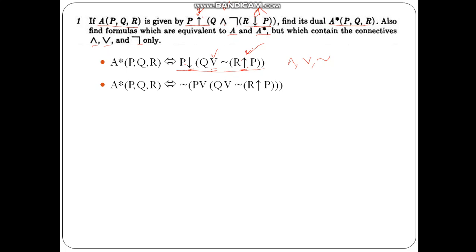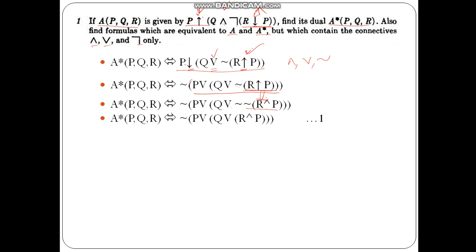By using the previous things that we have studied, this NOR gate is NOT of (P or this whole). So again we can move ahead and write it as NOT of (P or Q or NOT of (R NAND P)), so NOT of AND. This is the replaced part. And what we find is NOT of NOT kills each other, and what is remaining is NOT of (P or Q or (R and P)).